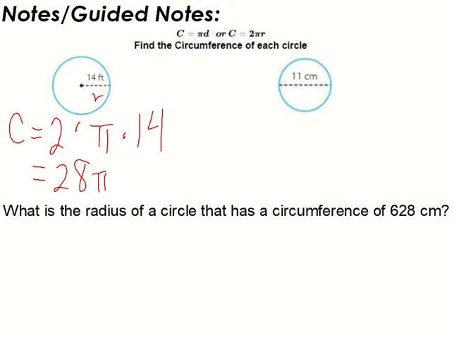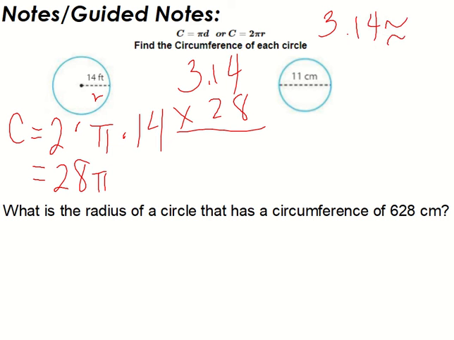Sometimes we leave it like this and just say the circumference is 28 pi. But if it asks you to find it using 3.14, you would have to multiply pi by 3.14. So we're going to go 3.14 times 28. So 3.14 is an estimate for pi, right? Because pi is always going and going and going. So to be able to use it, we just use 3.14.